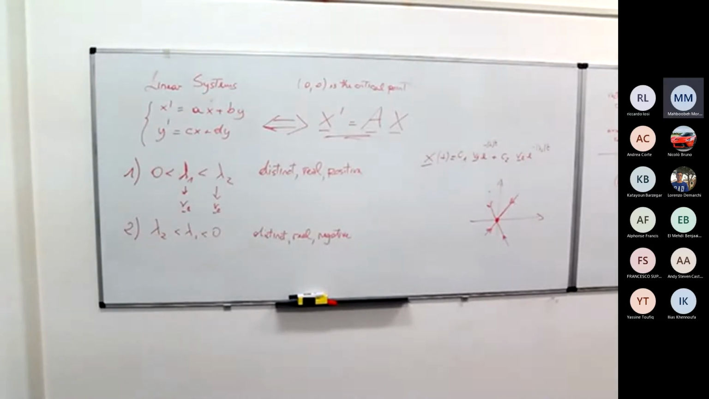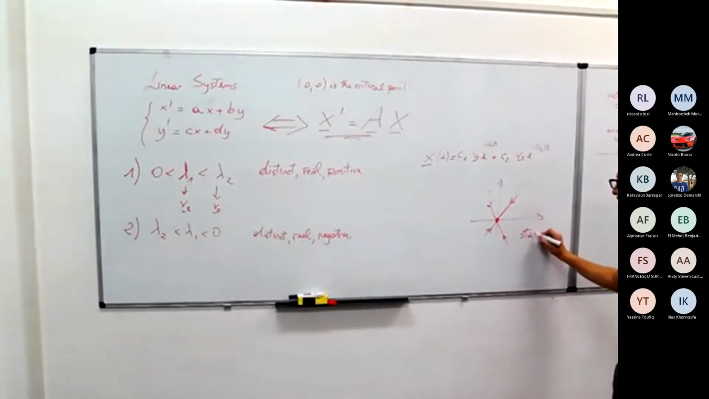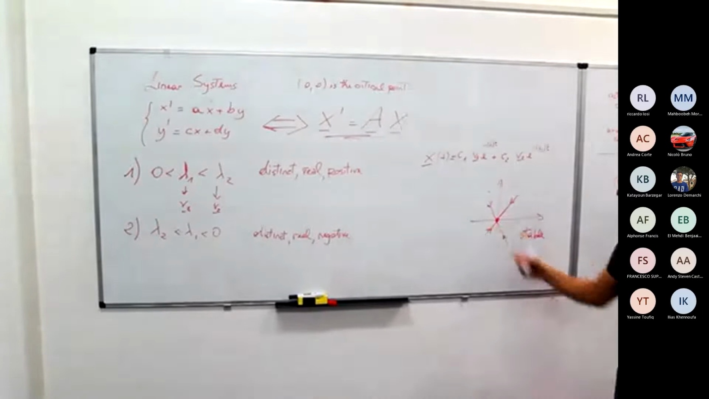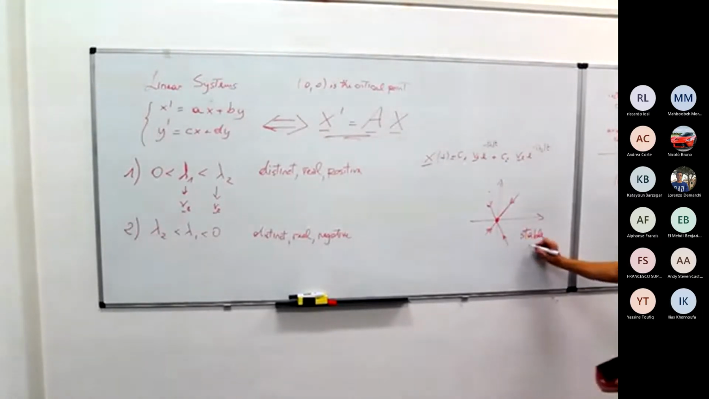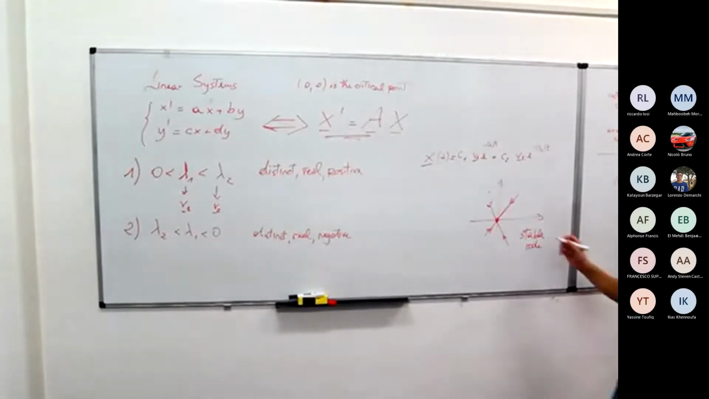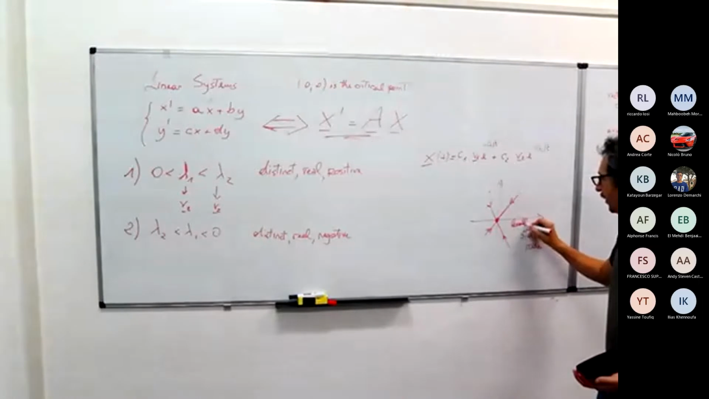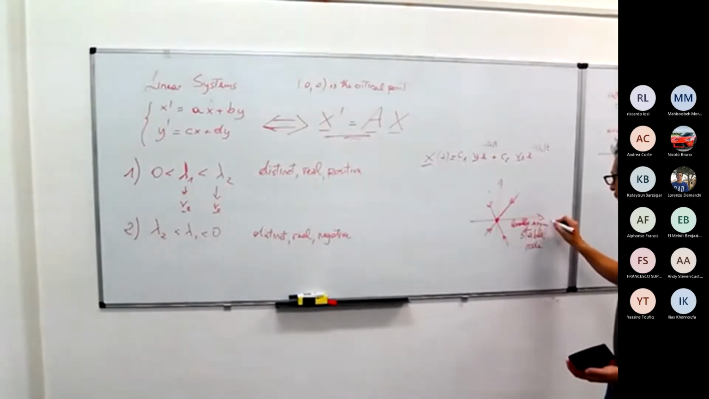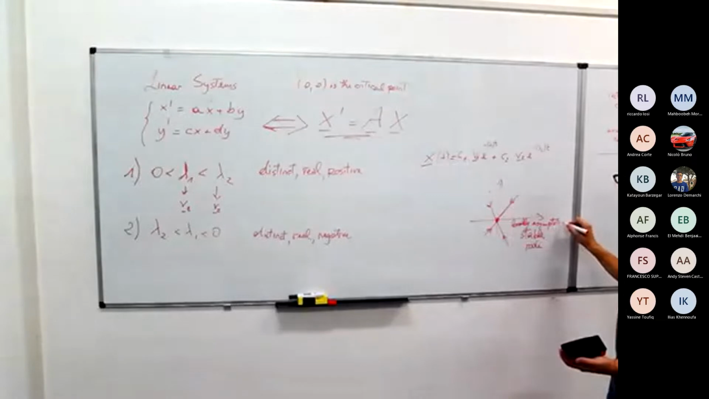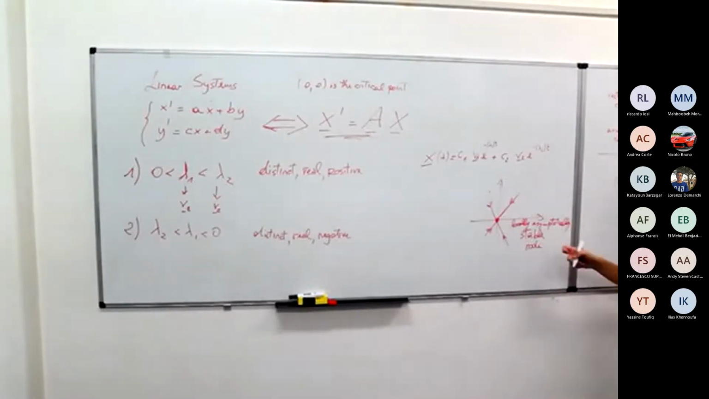I'm sorry, I didn't understand. It is not unstable. It's not unstable. It's stable. Okay, right. It's stable, but stable what? It's a stable node. Locally asymptotically stable node.